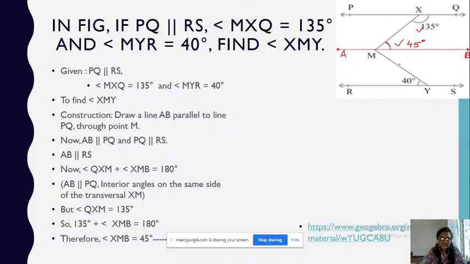Now consider AB and RS. So angle BMY is equal to angle MYR. And corresponding angles. Are they corresponding?